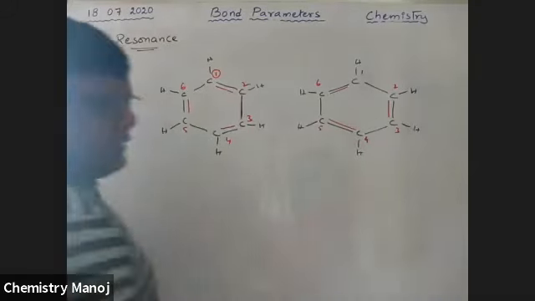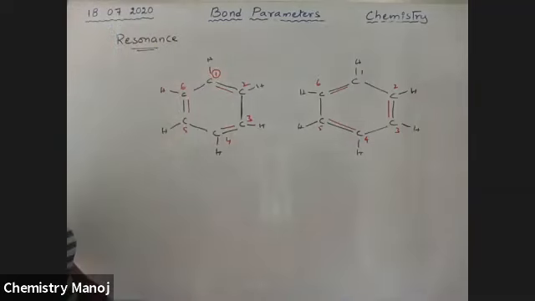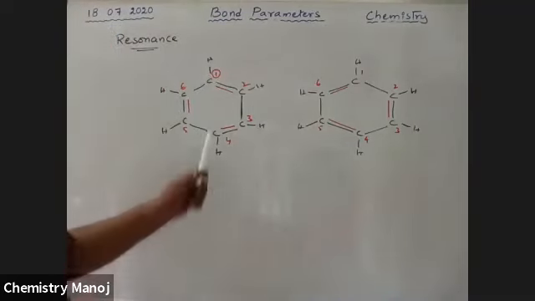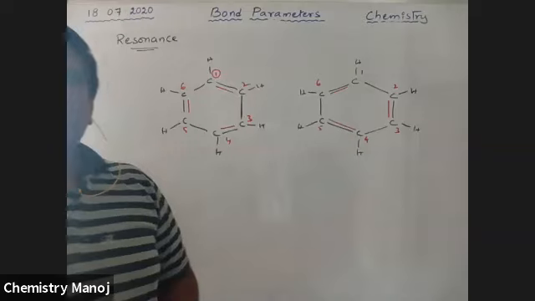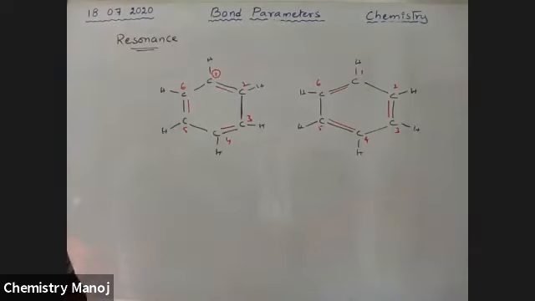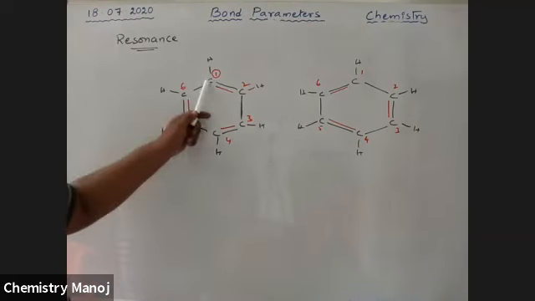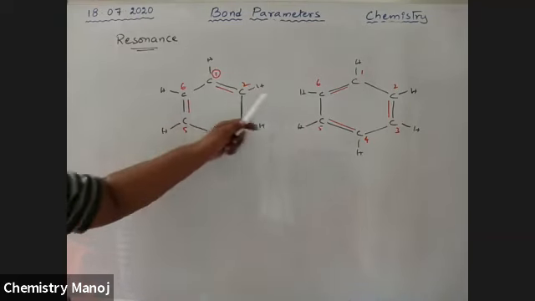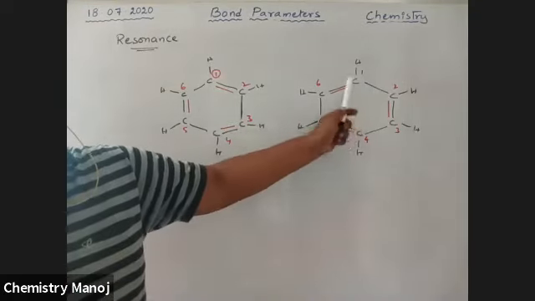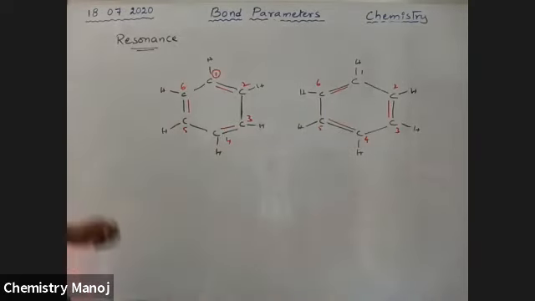See, is there any difference between these two structures? Tell me, boys. These two seem to be the same structure. But clearly we observe that here there is a bond between the first carbon and second carbon, but here there is no pi bond.